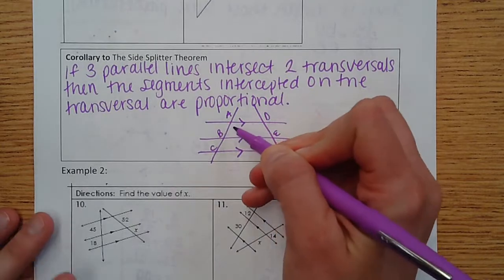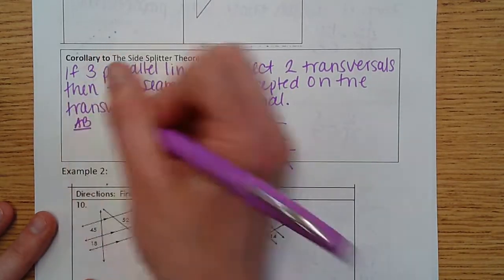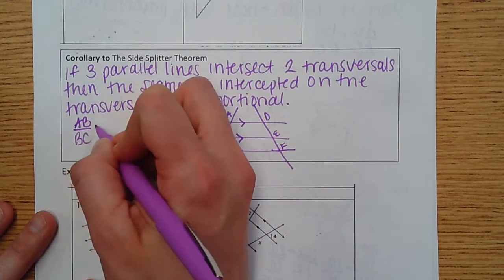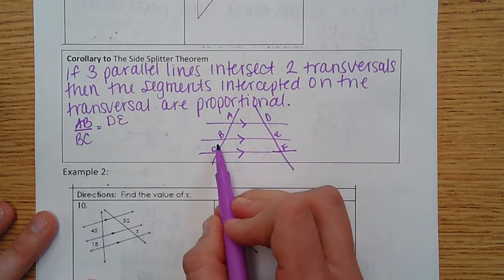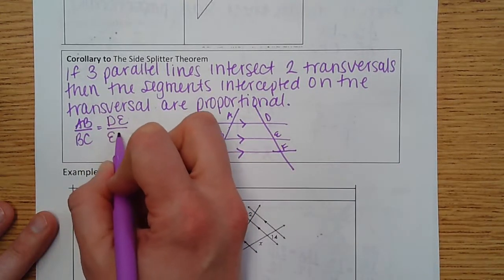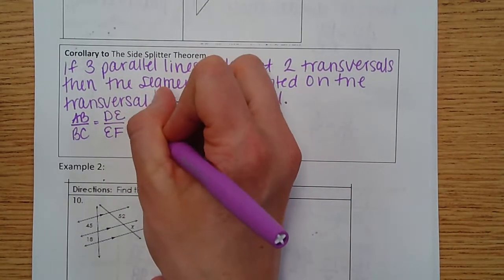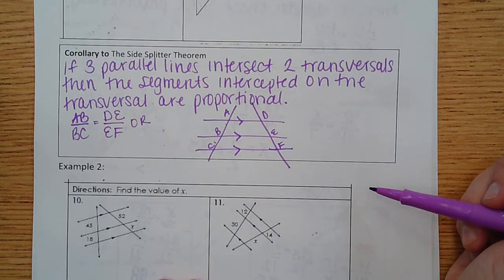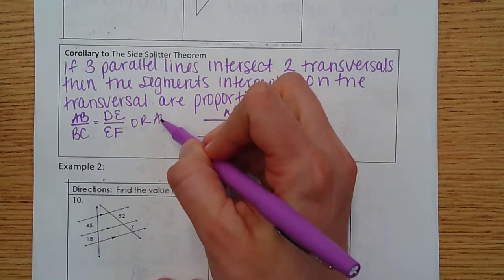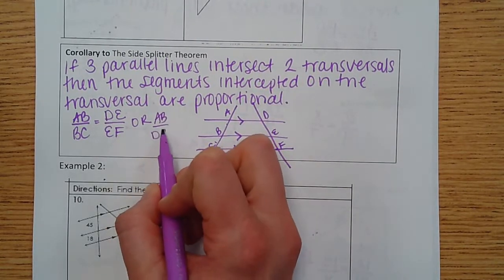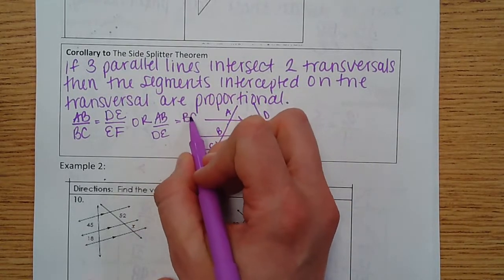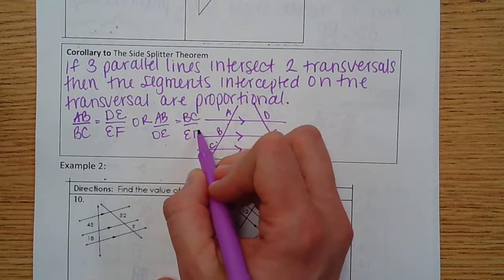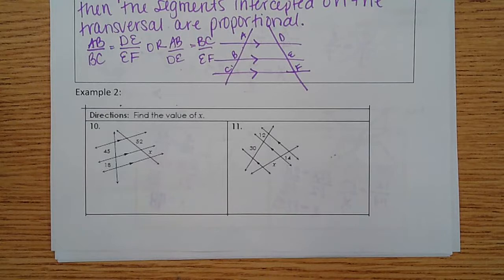So same process. I could say that the ratio of AB over BC is going to be equal to, well, what's across from AB? DE over what's across from BC? EF. Or we could say AB over DE, so we could go straight across, is going to be equal to, and then I have to stay on the same transversal, BC over EF. All right, so let's try. I'm just going to do one of these here.